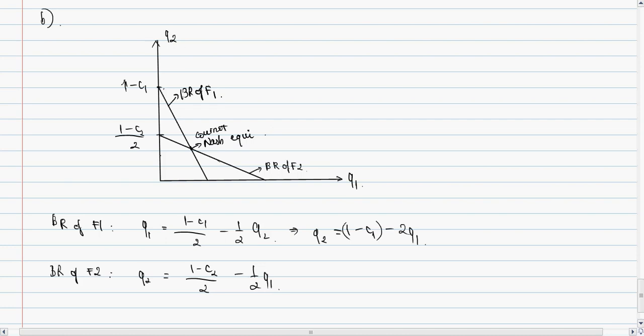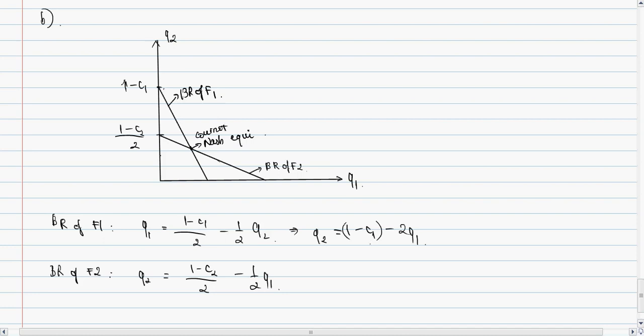Right, so now if we have a decrease in the cost of firm 1, as you look at the best response function for firm 2, there isn't any C1 in there, so the change in C1 doesn't change the best response function for firm 2, so the line will still be the same. The only thing that will change is the best response function for firm 1.